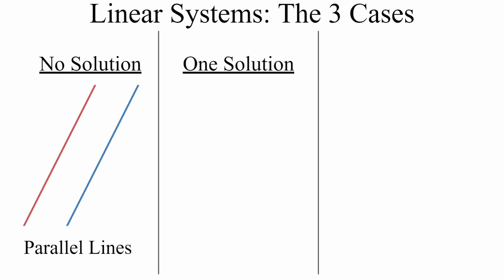The next case is one solution. So when we have two lines that intersect, they cross at one point. We call those intersecting lines.